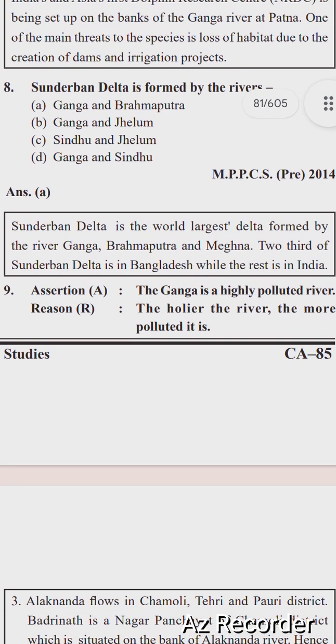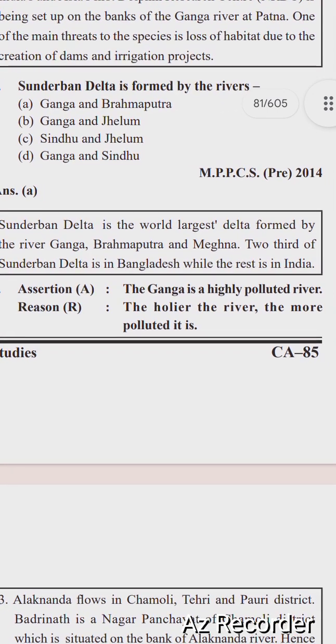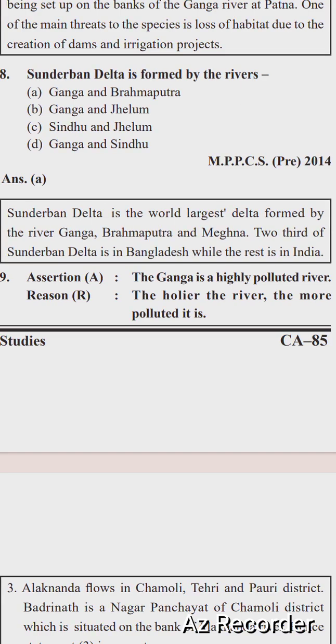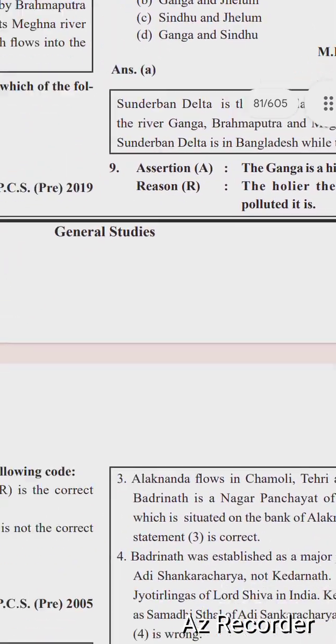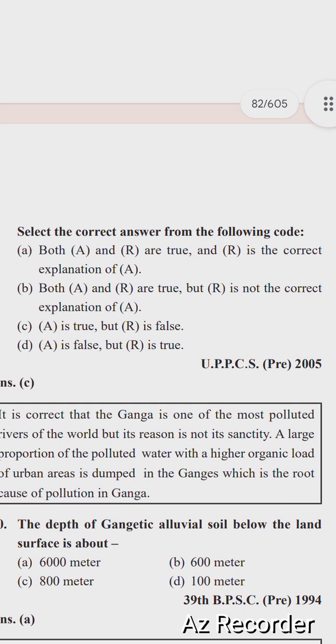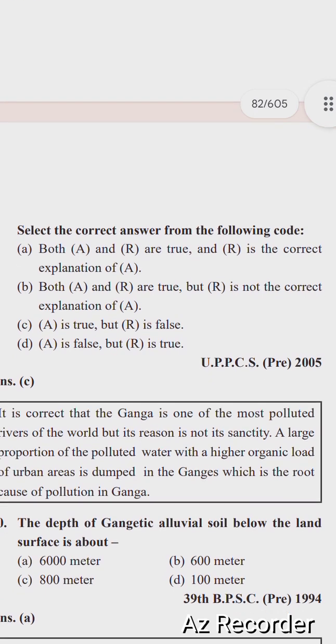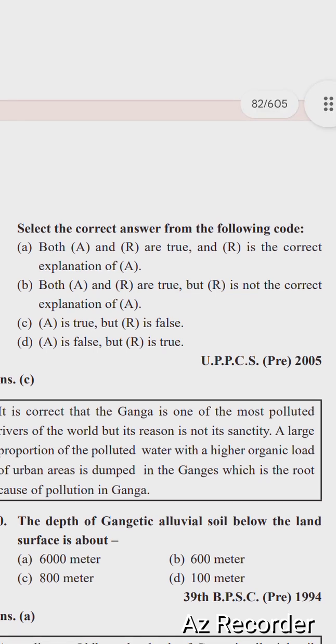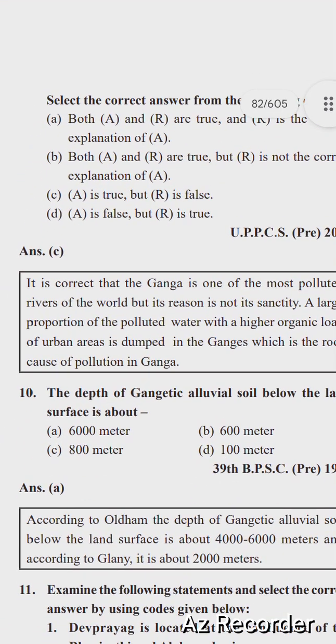Assertion and Reason. Assertion: the Ganga is a highly polluted river. Reason: the holier the river, the more polluted it is. Select the correct answer from the following code. Option A, both A and R are true, and R is a correct explanation of A. Option B, both A and R are true, but R is not the correct explanation of A. Option C, A is true but R is false. Option D, A is false but R is true. The right option is option number C. A is true but R is false.